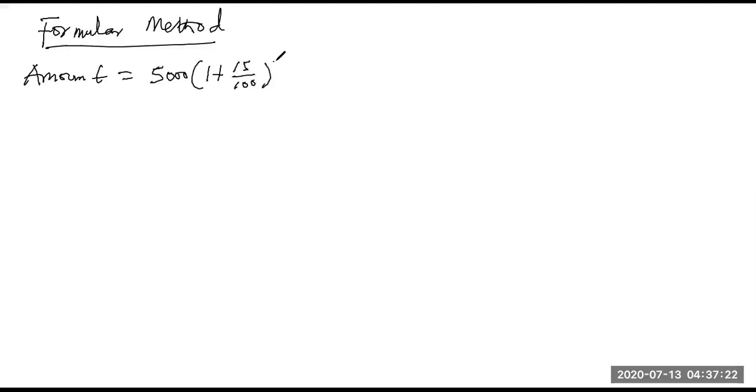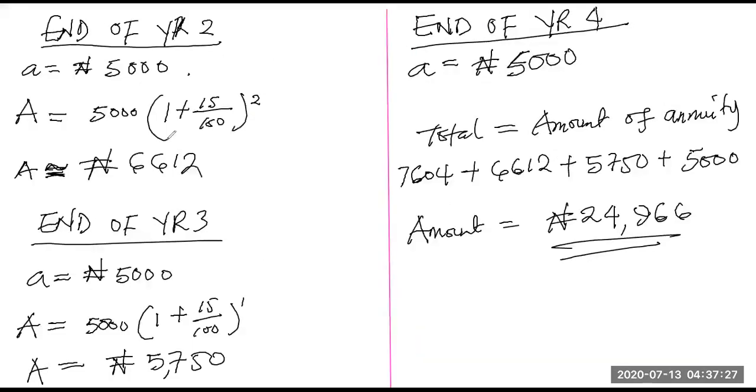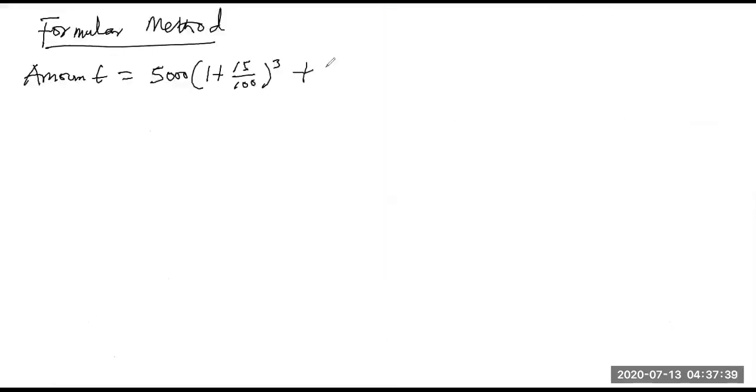Then for the second, for the end of the second year, what we have is this, but I'm going to use the unsimplified amount, which is this one, raised to the power 2. That's what I'm going to use for the end of the second year. So it's still 5,000 into 1 plus 15 over 100 raised to the power 2. And of course, for the third year, it's still going to give us 5,000 into 1 plus 15 over 100 raised to the power 1.